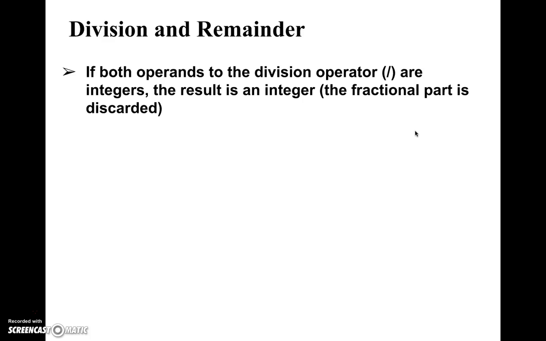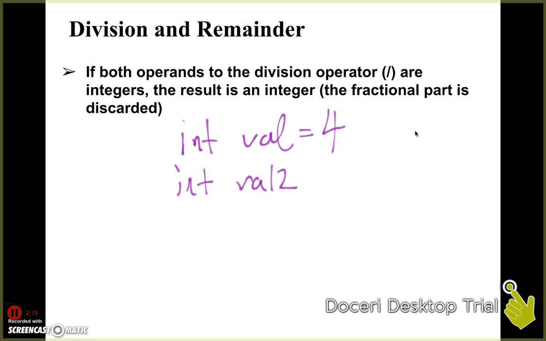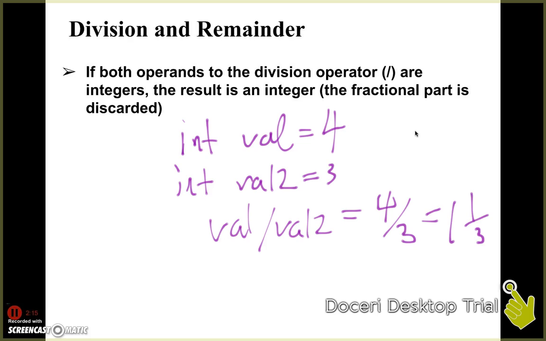One thing to be aware of is if you take 2 ints, so let's say that we have an int val and the value is 4, and then we have an int val2 is 3, and you do val divided by val2, we get, right, 4 over 3, which would be 1 1/3, but that 1/3 can't go anywhere because there's no storage capacity for it, so it just goes away and you're left with just the 1. So be a little bit wary of the data type as you're doing your divisions.